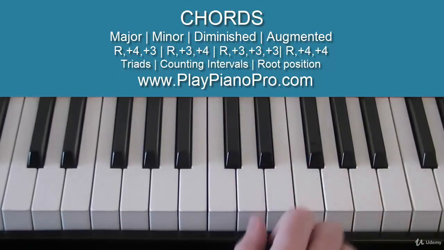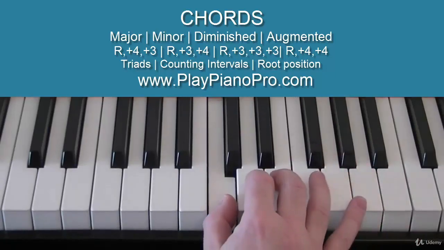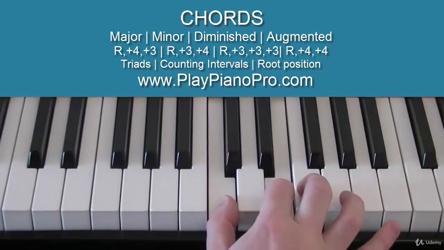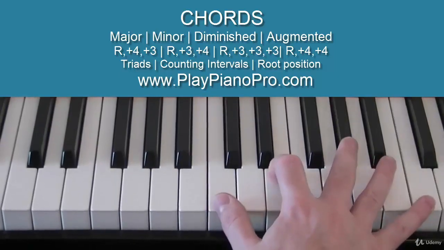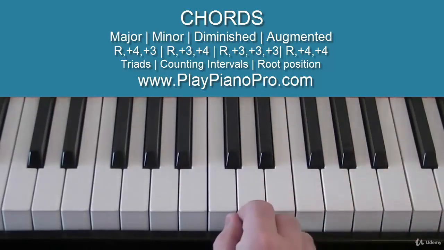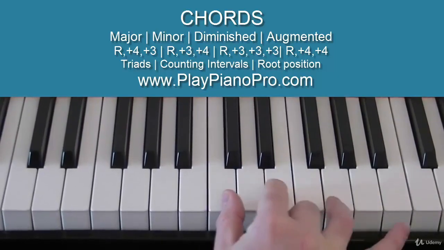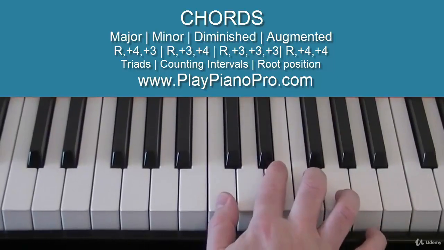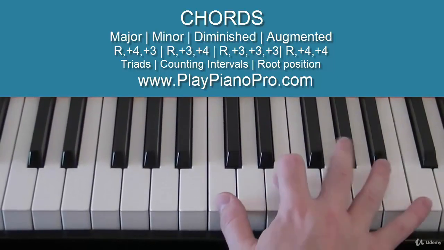And the other chord we're going to look at today is the augmented chord. So again, using C as our root note, this time we are going to count intervals of plus 4 plus 4. So 1, 2, 3, 4, 1, 2, 3, 4, and again put the C at the top for a 4-note chord, and that would be C augmented. So let's recap on that. Major is plus 4 plus 3. Minor is plus 3 plus 4. Diminished is plus 3 plus 3 plus 3. And augmented is plus 4 plus 4.